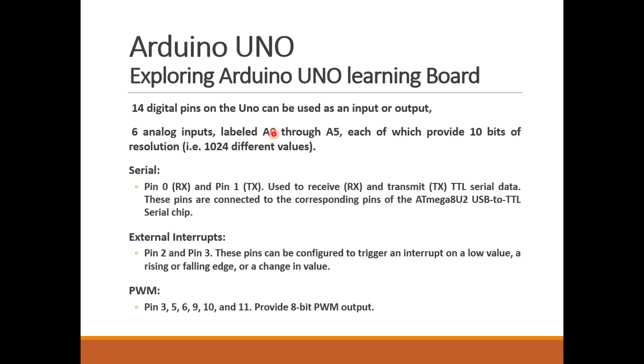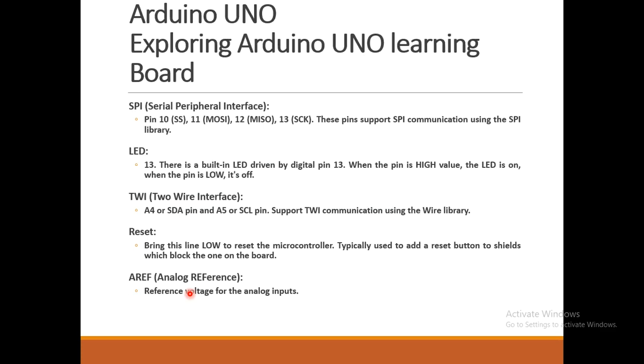So 14 digital pins, 6 analog pins, and serial pins, pin 0 and pin 1. They are mainly used to receive and transfer data from the computer to the board and the board to the computer. There are external input pins. Pins number 2 and 3 are for interrupts, and pins number 3, 5, 6, 9, 10, and 11 are for the converters, analog to digital and digital to analog.